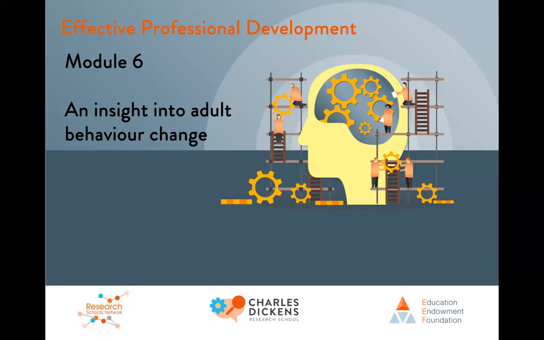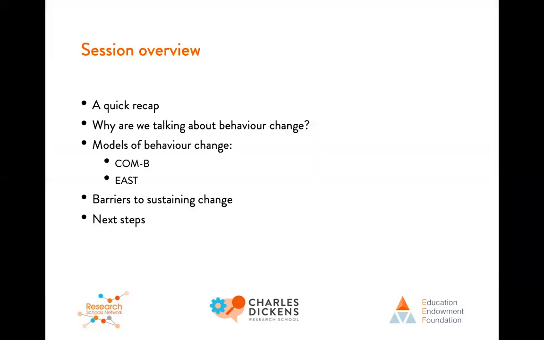Hello and welcome to Module 6 of Effective Professional Development, in which we'll be hoping to gain an insight into adult behaviour change. Here's our session overview. We'll have a quick recap of what we've covered in the programme so far, then think about why we're talking about behaviour change. We'll look at some models of behaviour change and some barriers to sustaining change, and then some next steps and gap tasks.